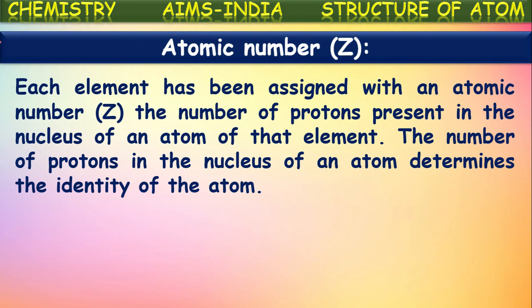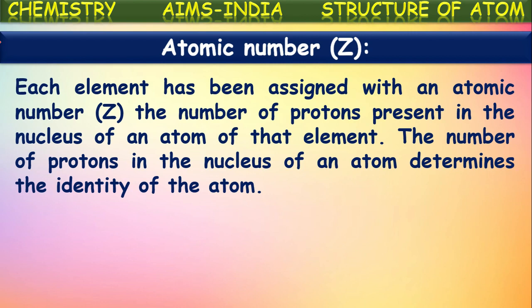Each element has been assigned an atomic number that represents the number of protons present in the nucleus of that element. So, the number of protons in the nucleus of an element determines the identity of the atom. Based upon the number of protons present in the nucleus of an atom, its atomic number is assigned. So, how many protons are there?